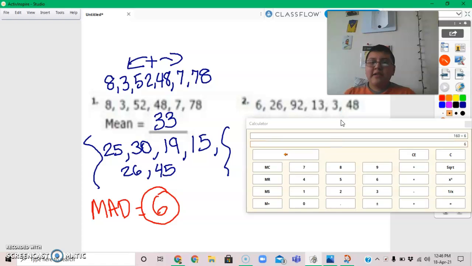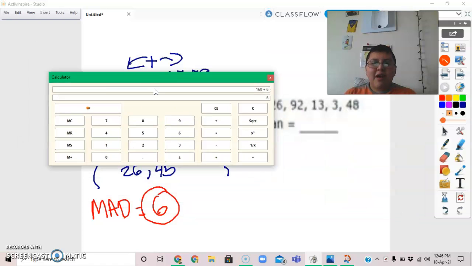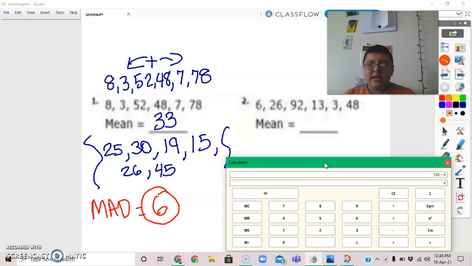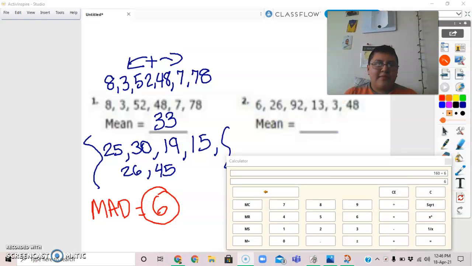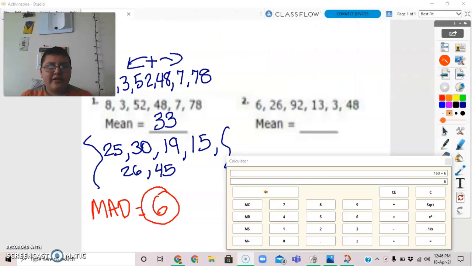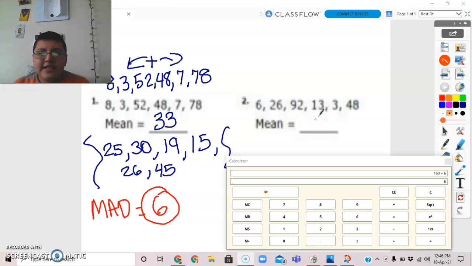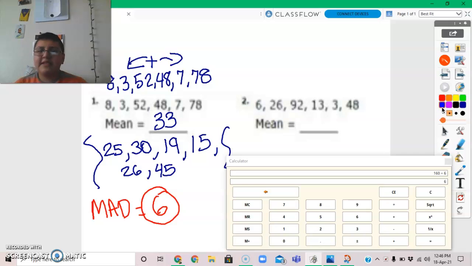Now, I'm going to do the same on the next problem. Here, let me move the camera. Okay, so I'm going to show you another example here, just in case you got confused when I was solving the other one. So we are going to add all of these.